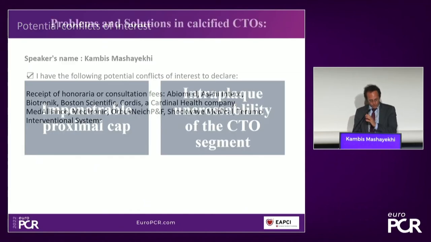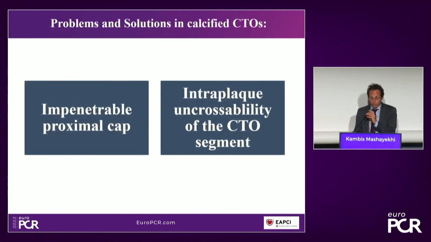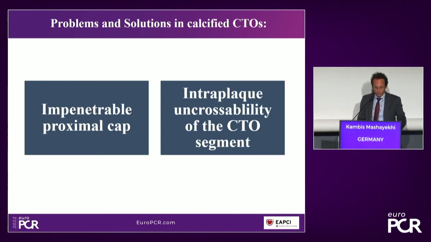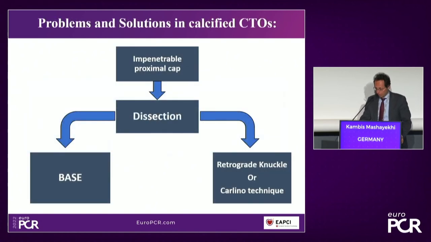So those are my disclosures, and we'll focus almost on the impenetrable proximal cap and intraplaque crossability of the CTO segment. I will give you some flowcharts. Once you have an impenetrable proximal cap, which means the wire cannot pass, the only chance is that you are going to dissect the vessel. One way is with the BASE technique, or even the retrograde, nuclear retrograde Carlino technique can work.